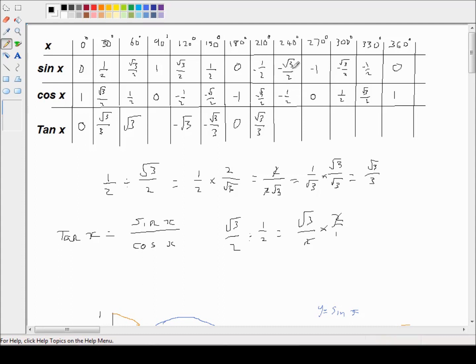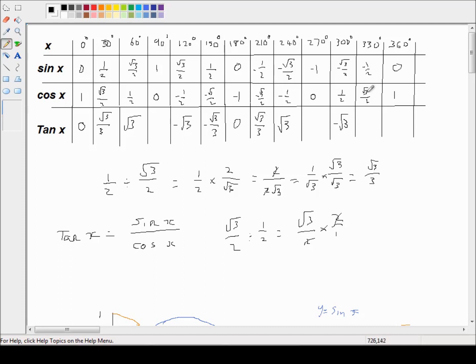And this one is negative root 3 over 2 divided by negative root 3 over 2. Again, a negative divided by a negative is a positive, and therefore we've just got root 3 over 2 divided by 1/2, which is just root 3. Again, we've done that calculation. Negative 1 divided by 0 is undefined, so we can move on to the next one. Negative root 3 over 2 divided by a half. Well, a negative divided by a positive is negative. And root 3 over 2 divided by a half is just root 3 over 2 multiplied by 2, which is root 3. Again, we've done this calculation already.